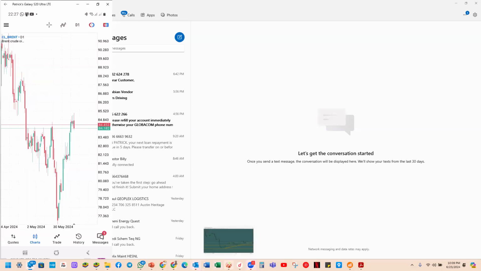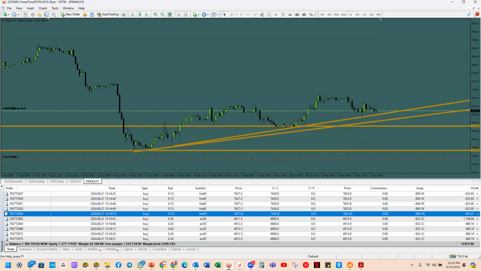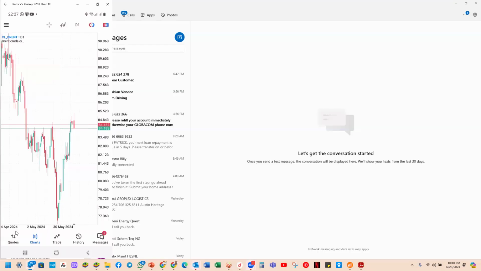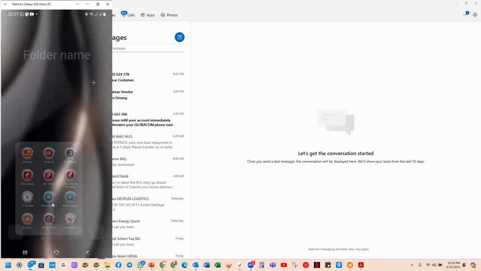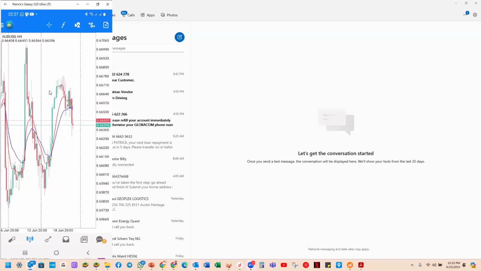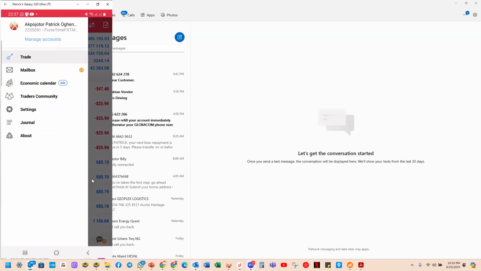So when I've taken my trade right here, I go to my phone and start to monitor this trade. This trade that you are seeing running here now, I'm showing you minus 9,000. If I come to my phone here and switch to MetaTrader 4, okay, so this is your trade. You can see the same thing, minus 9,000 there.